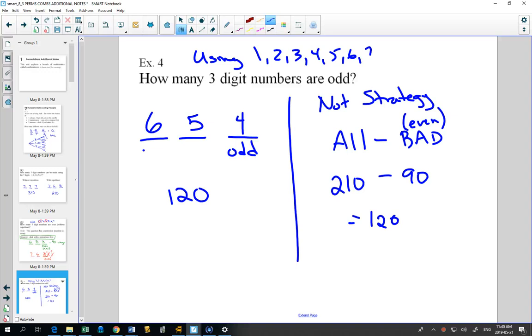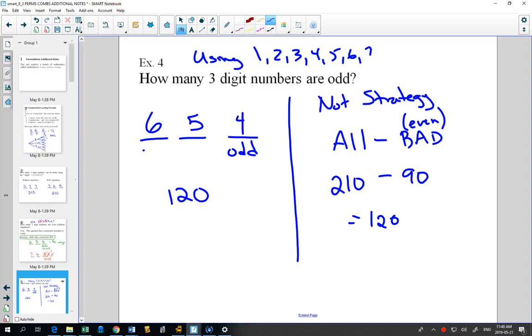In this example, the regular strategy is fast. But in some examples, it'll be much faster to count the bad ones and subtract them from all of the cases, as opposed to just counting them directly. And we're going to see that later on. So this will be another important strategy that you have.